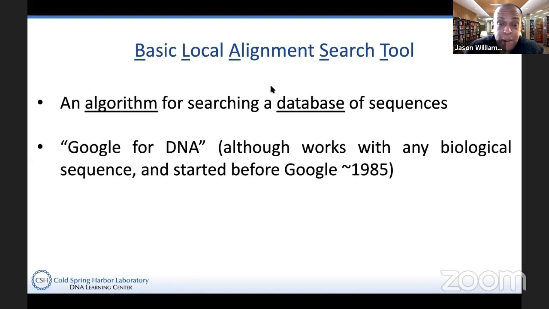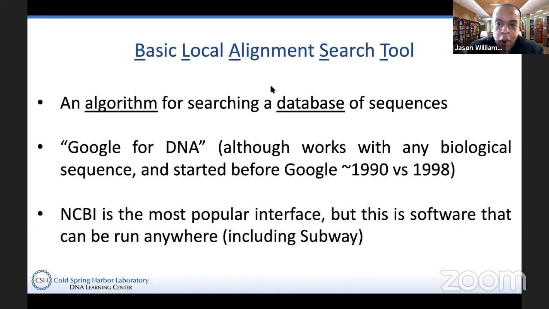And actually, it started before Google. The original papers came out in 1985. And then the BLAST paper, I think, was like 1990 something. I thought I changed it in the slide, but it's been around for a while. Oh, 1990. Okay, there we go. I changed it in one slide, but not the other. Versus 1998 was Google. And NCBI is what we're going to be using, as well as DNA Subway.